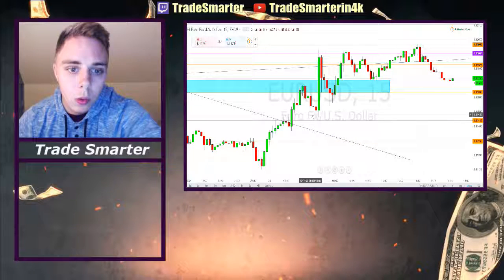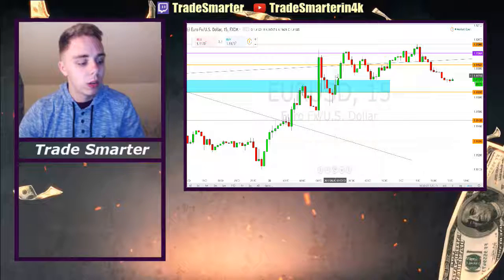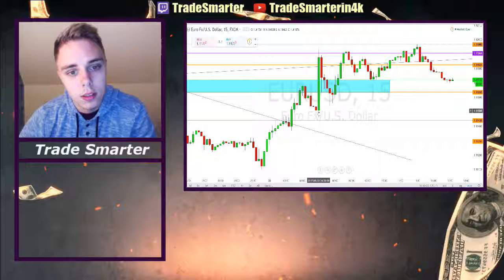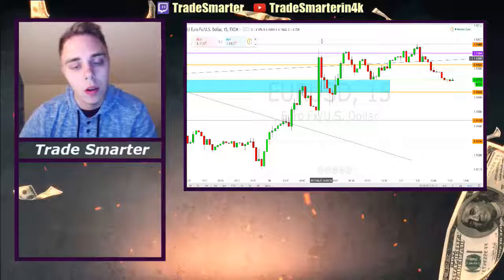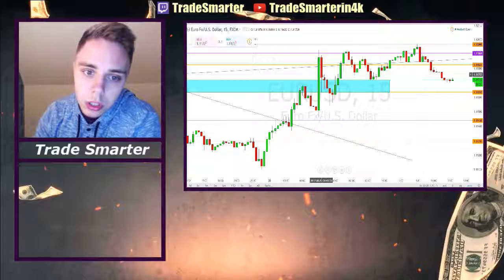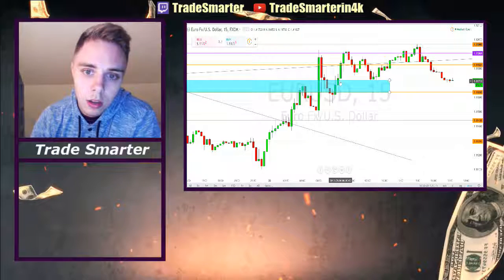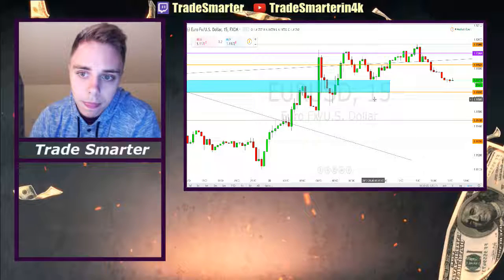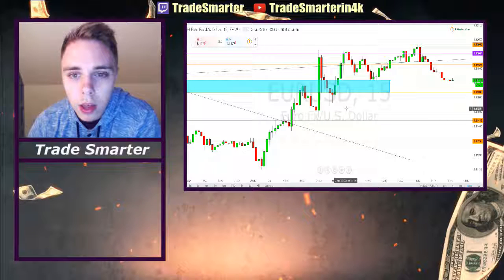Also, if you notice, the wicks are approximately the same size. This is one more way people can analyze charts. If you see that the wicks of a candle are approximately the same size, that usually means a switch in direction. Let me see if I can find another example of that.